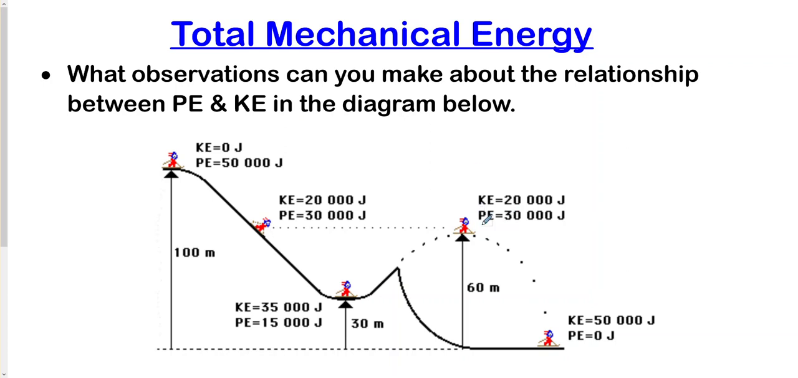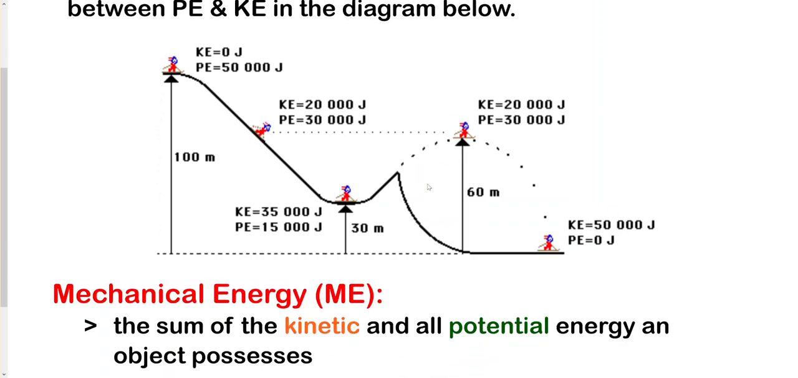And then as they come down, now they have no height relative to their initial position, and so all of their energy would be kinetic. What we see in all of these values is that no matter where they are, their total energy is equal to the same value, which is 50,000 joules. So here, it's 50,000 and it's all potential. Here, they have some potential but also some kinetic, but that's still 50,000. And the same thing is here, here, and here, everywhere. And so this gives us the concept of mechanical energy.